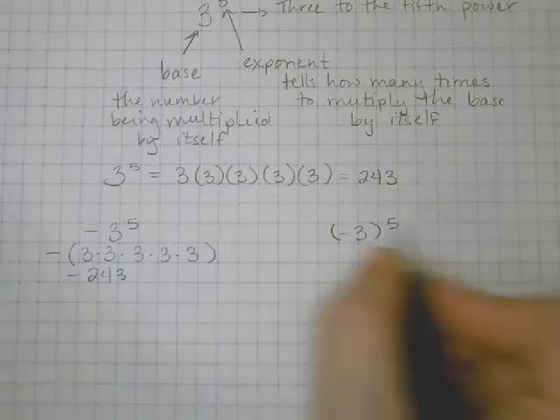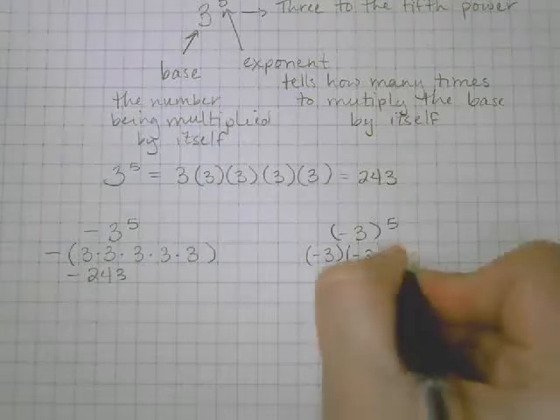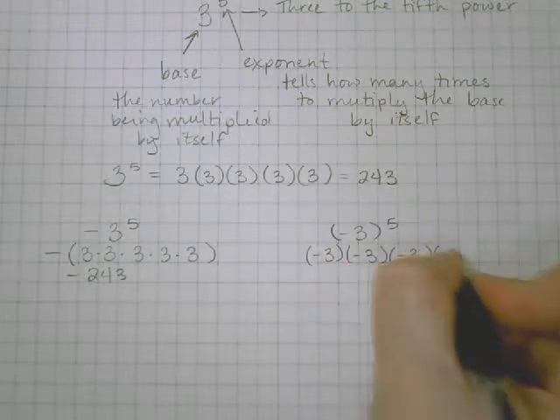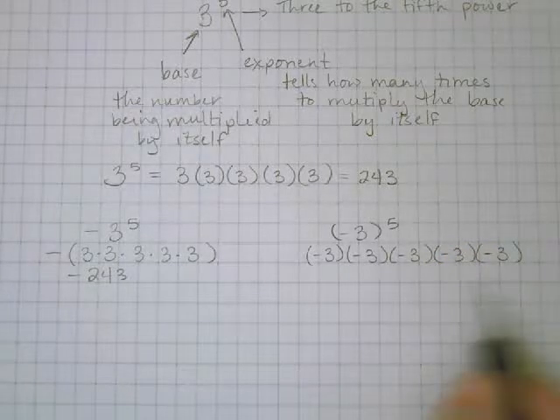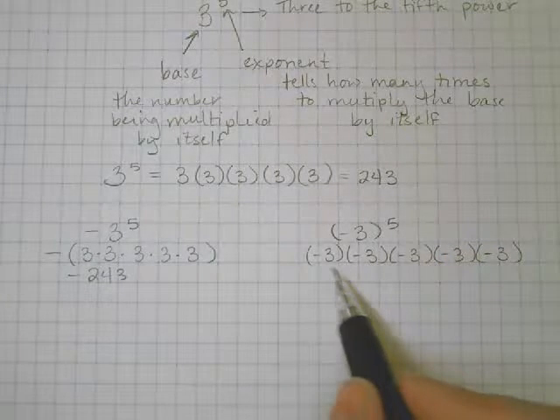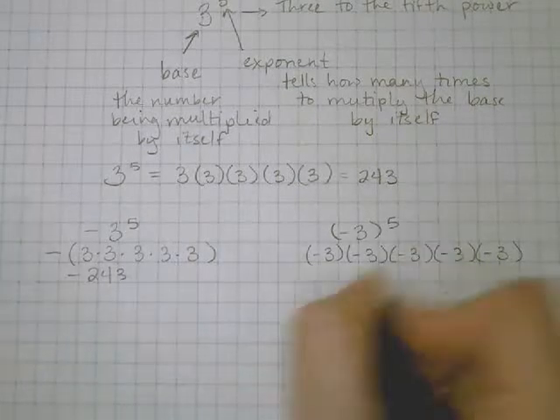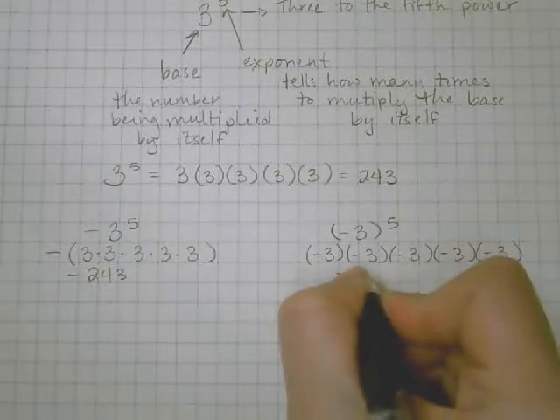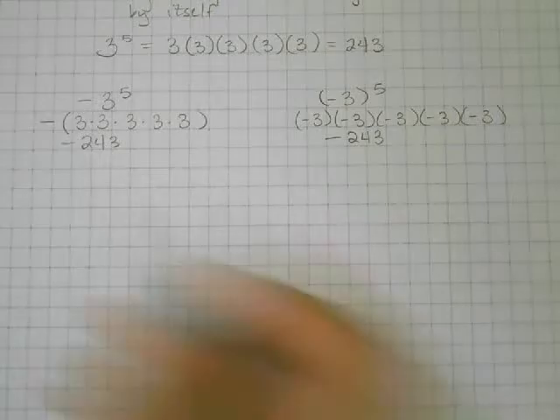Quantity negative 3 to the 5th power means negative 3 times negative 3 times negative 3 times negative 3 times negative 3. As we learned in the last lesson in 1.7, 1, 2, 3, 4, 5 negatives gives me still a negative because it's an odd number, so this is negative 243. So in this particular case, it didn't end up making a difference, but here's where it does make a difference.